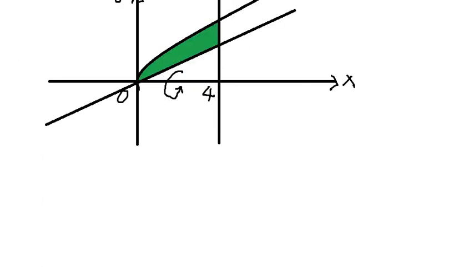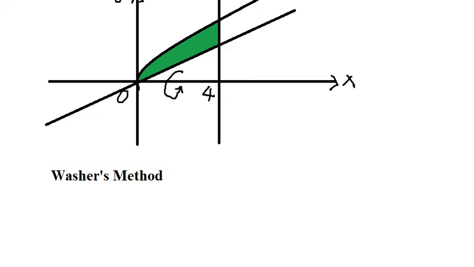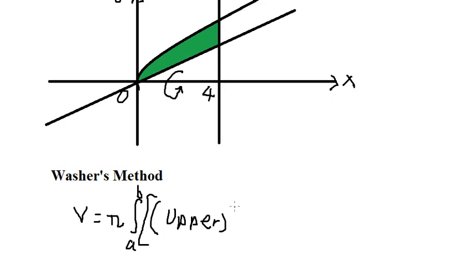Now we apply the formula in here. We can use the washer method. So the volume equals pi times the integration from A to B. We need to put the upper function to the power of 2 minus the lower function to the power of 2.